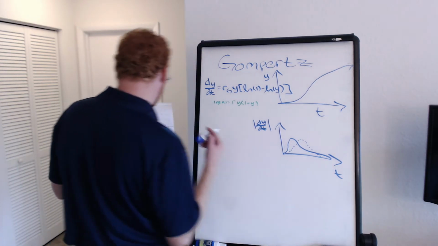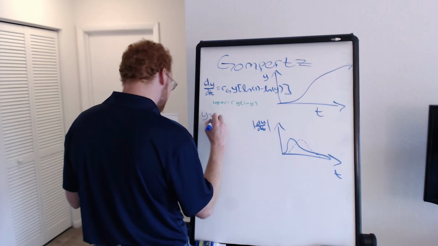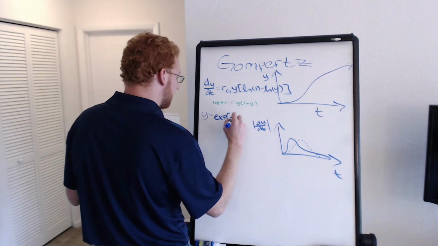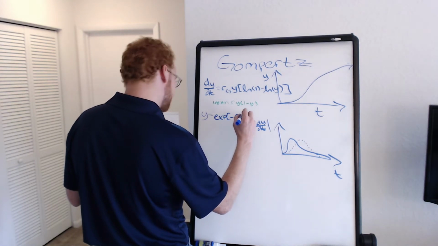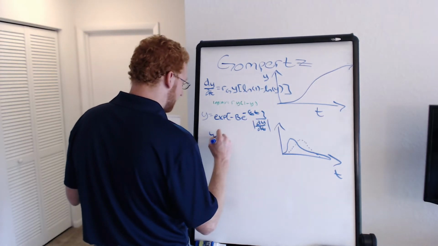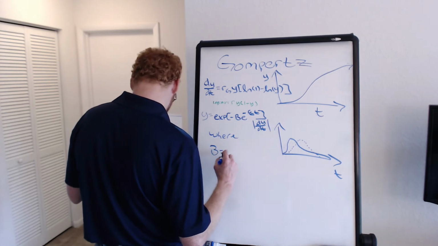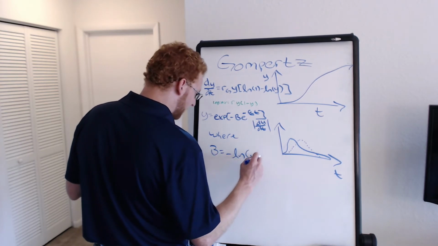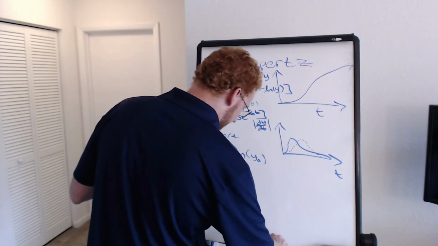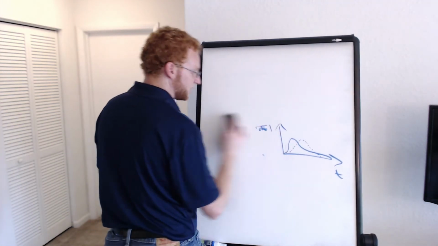And if you do a bunch of algebra, you can eventually find out that y is equal to the exponential of negative b times e to the minus r sub g t, where b is equal to minus the natural log of y sub 0. Voila. Then the last one we're going to mention is called Richards model.